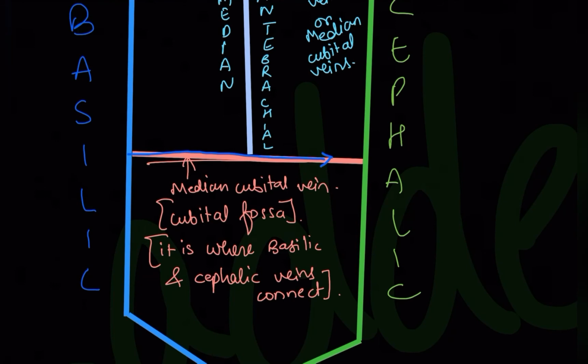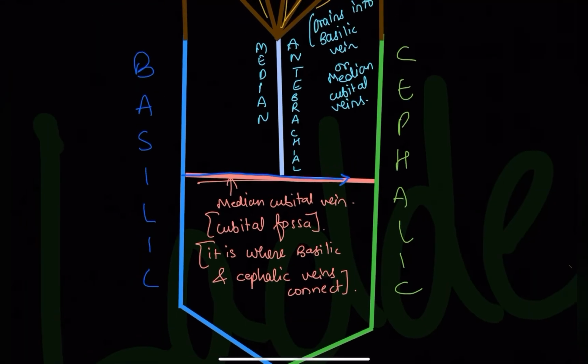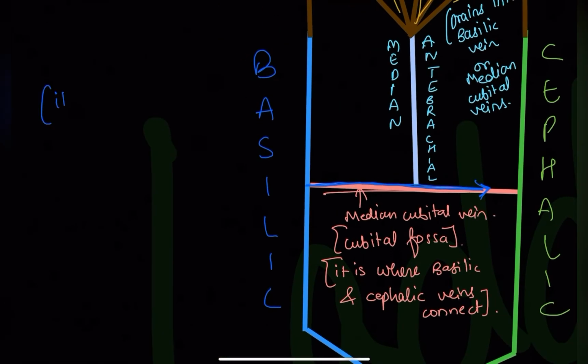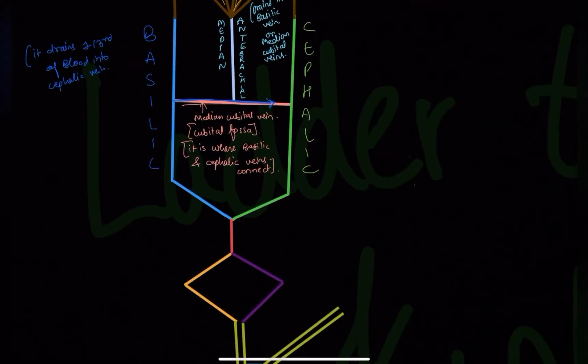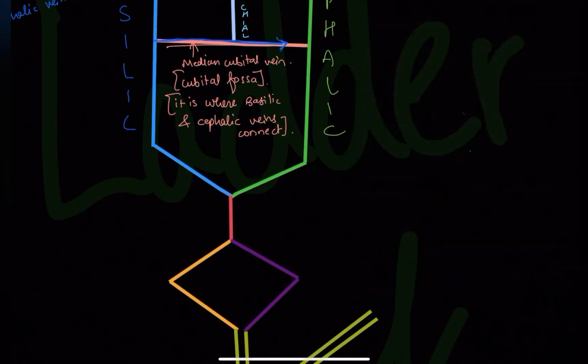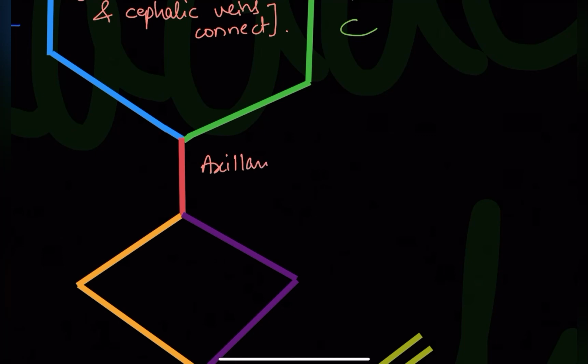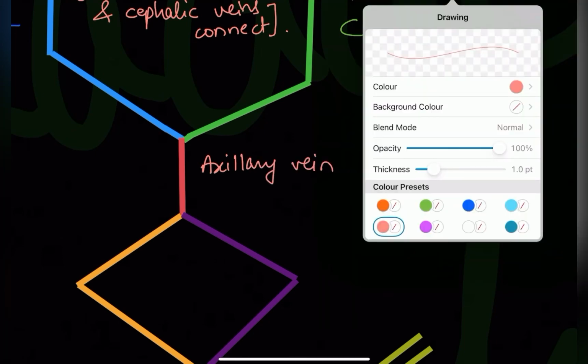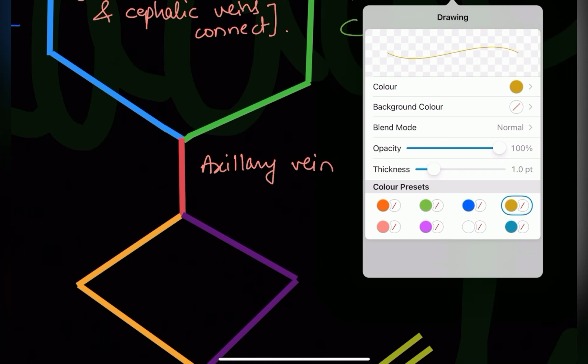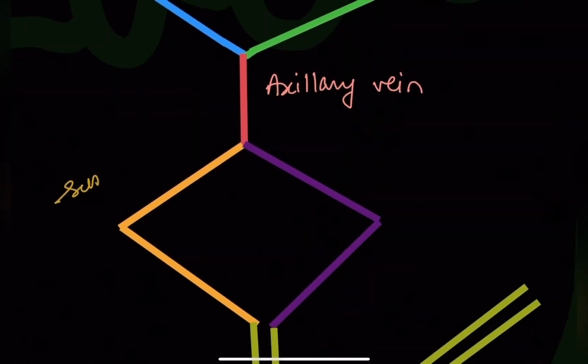There is something special about this basilic vein which is present on the lateral side. It drains 1/3 of its blood into the cephalic vein. So write down, it drains 1/3 of blood into which vein? Into the cephalic vein. Now this basilic vein and cephalic vein together will drain into the axillary vein. Now, the axillary vein will give some of its blood into the subclavian vein and some to the internal jugular vein.